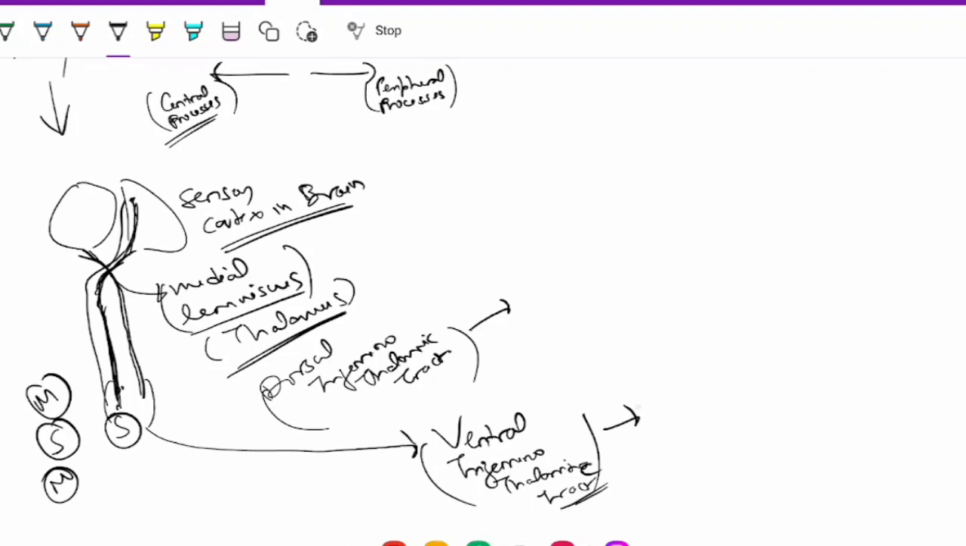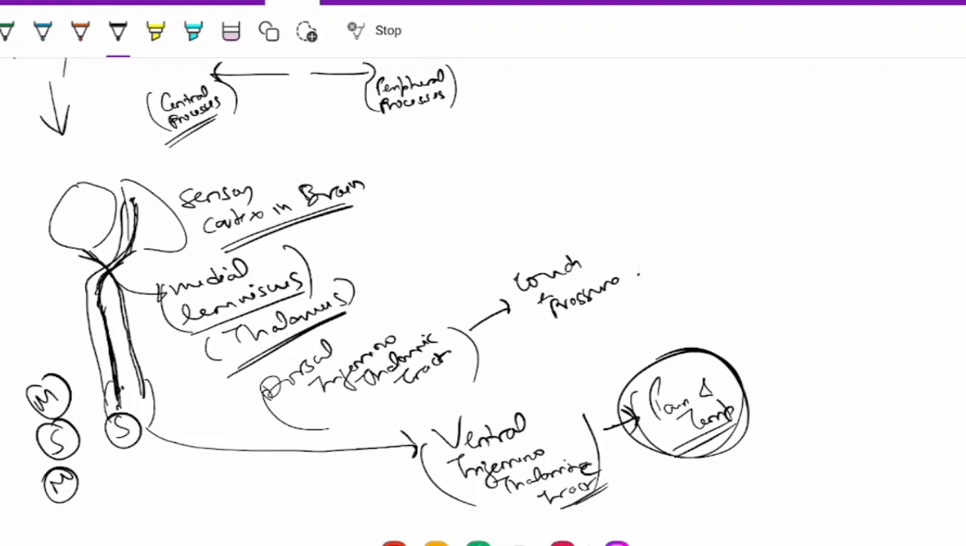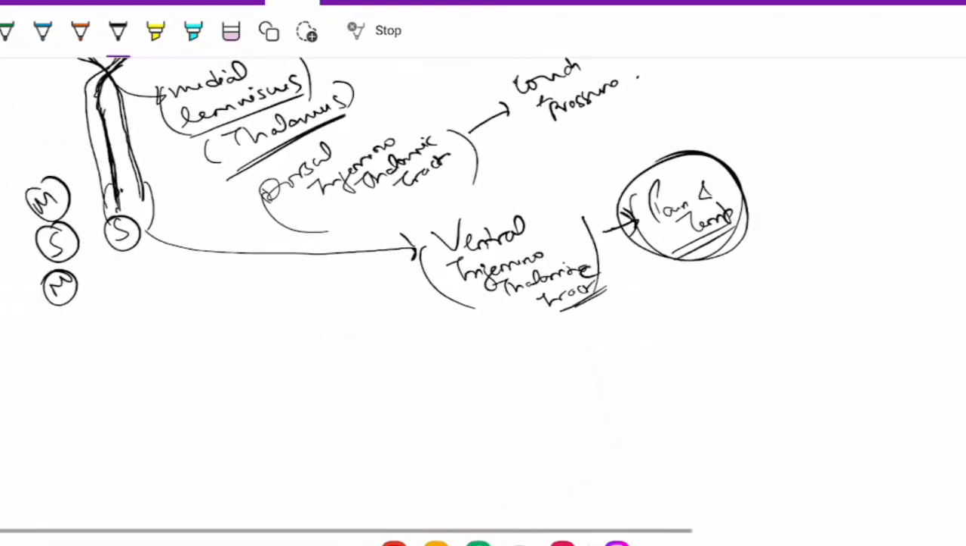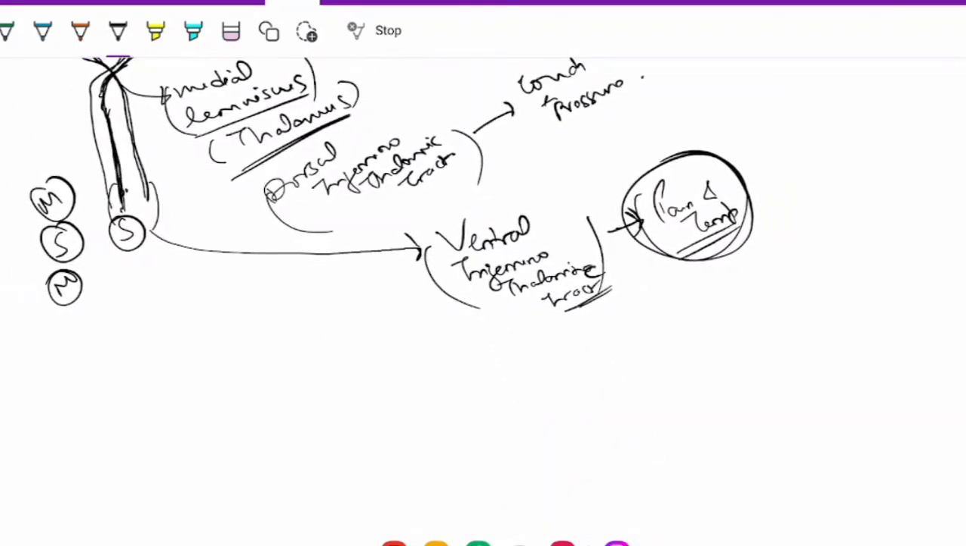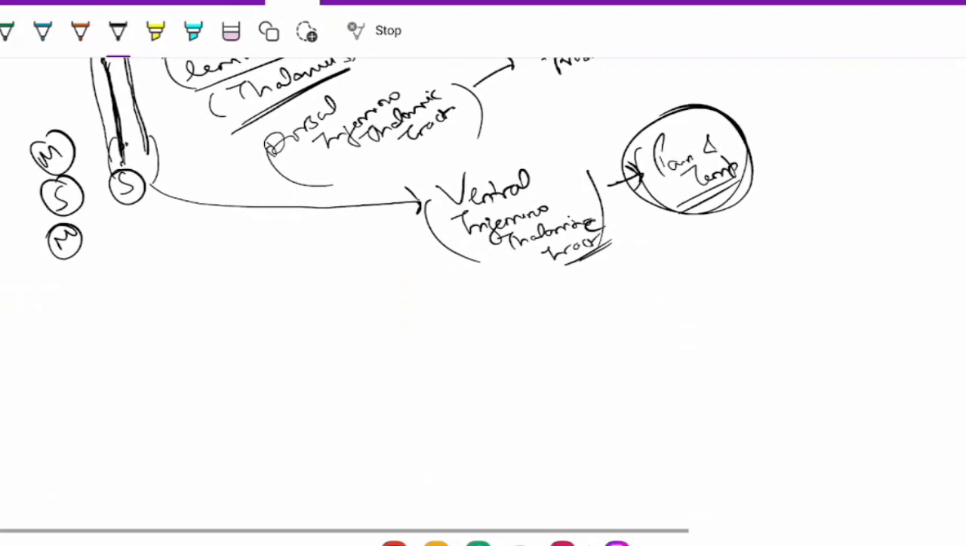But what they are going to do is carry the sensations of pain and temperature, whereas dorsal is touch and pressure. Now, this is your dorsal and ventral trigeminothalamic tract, right? Now you will ask, what about mesencephalic?